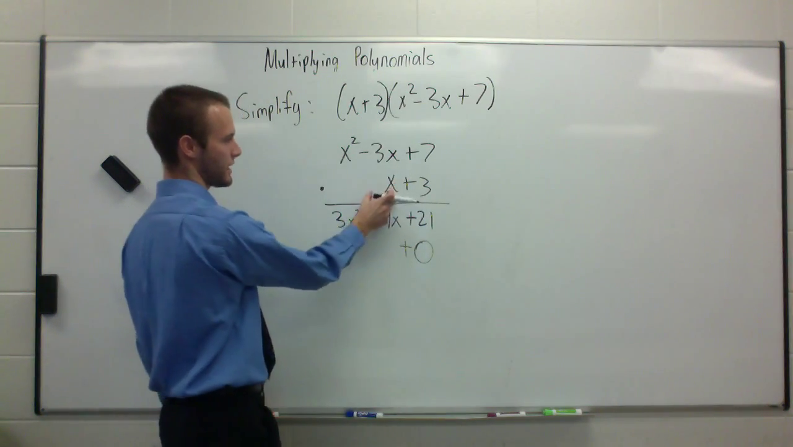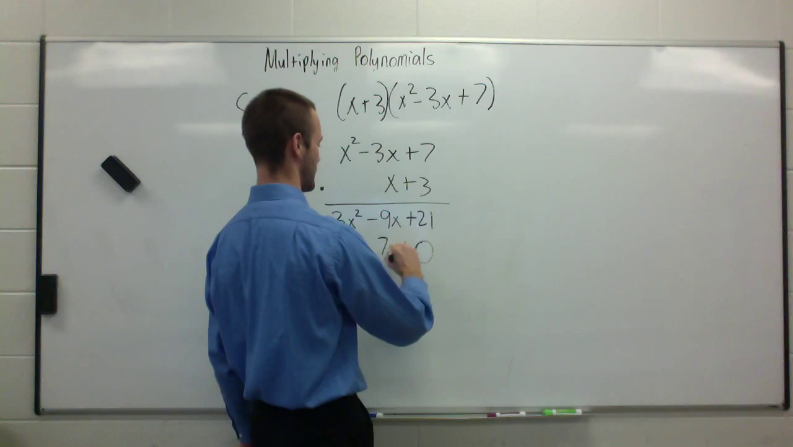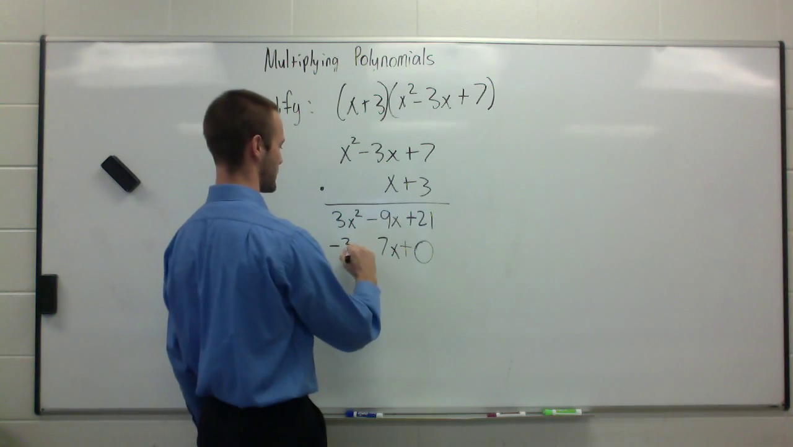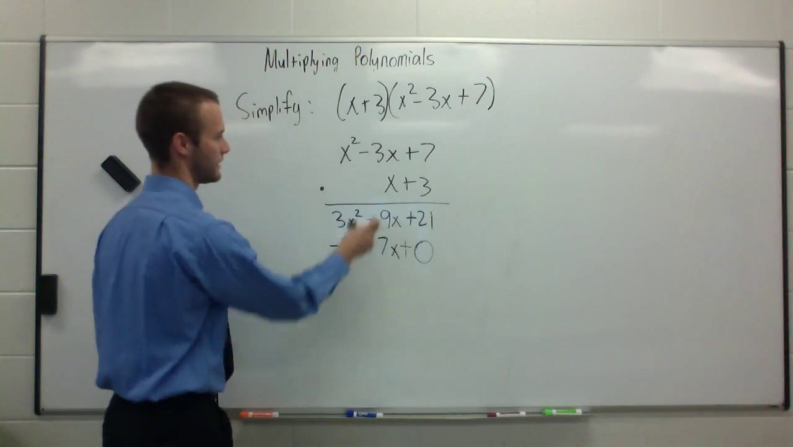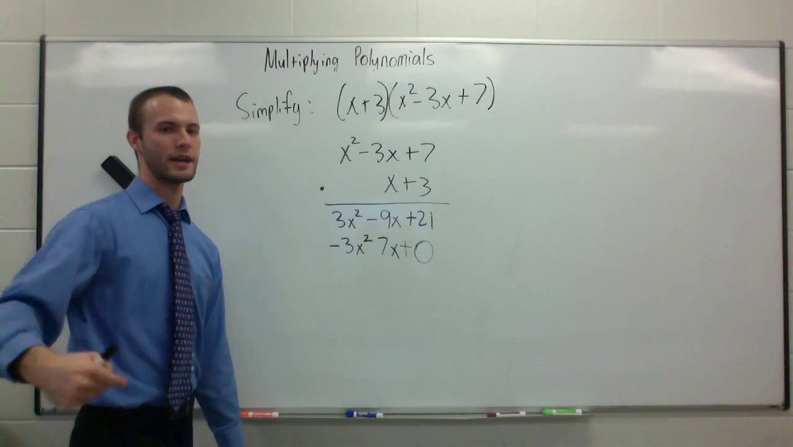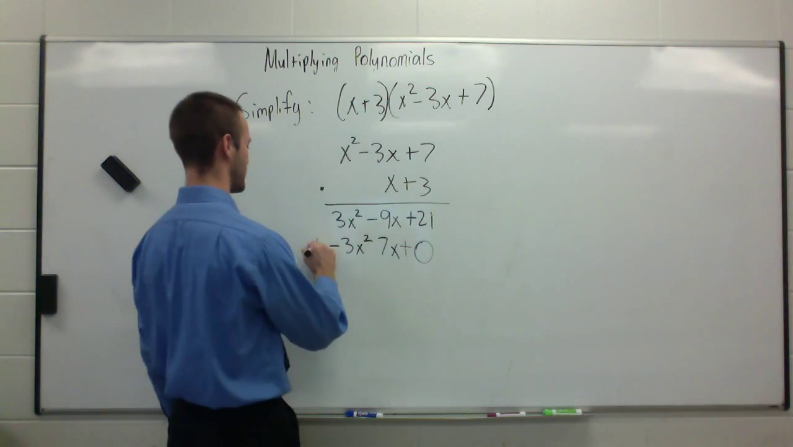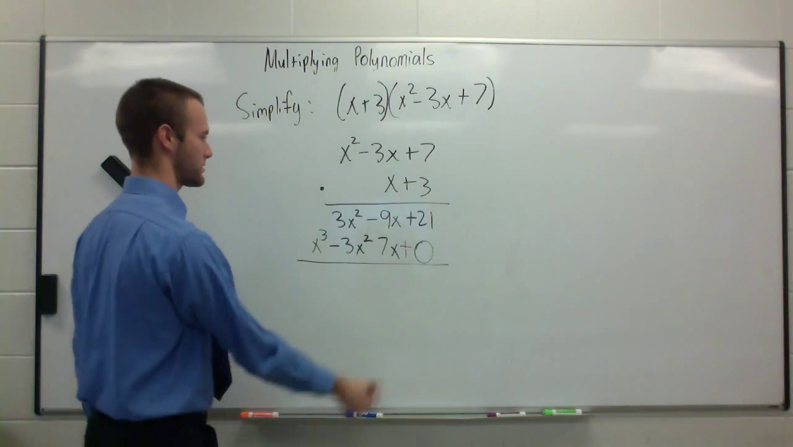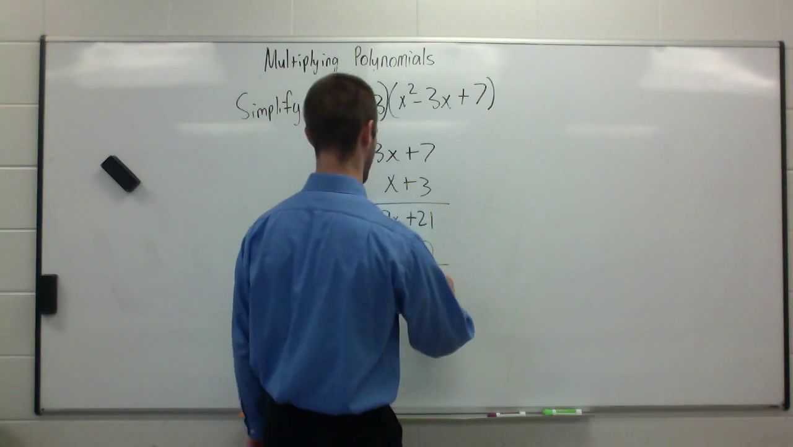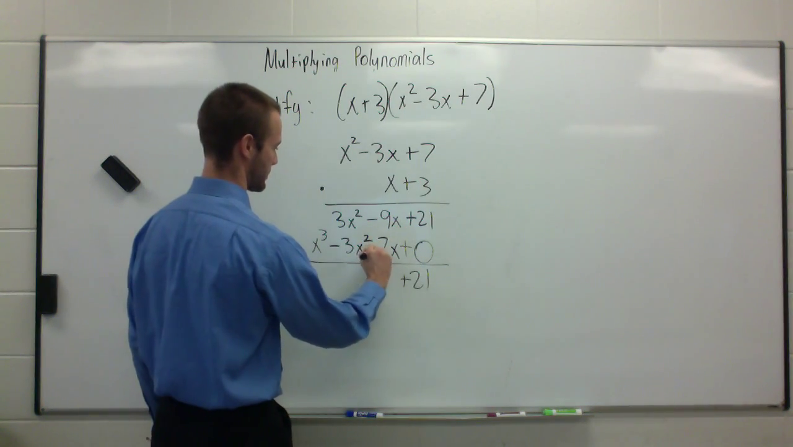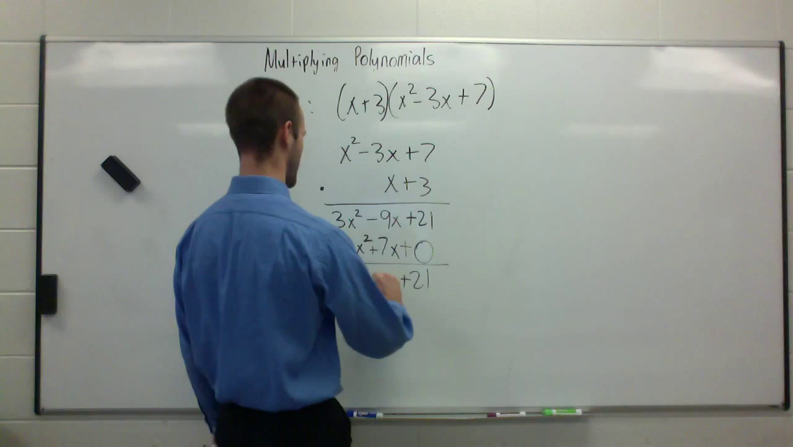Because the next term is going to be x times 7, which is 7x. X times negative 3x, which is negative 3x squared. And then x times x squared. Remember, if you have x and then times x again, that's going to be an x to the third power. Then we just combine our like terms vertically. So 21 plus 0 is 21. Negative 9x plus 7x is going to be negative 2x.